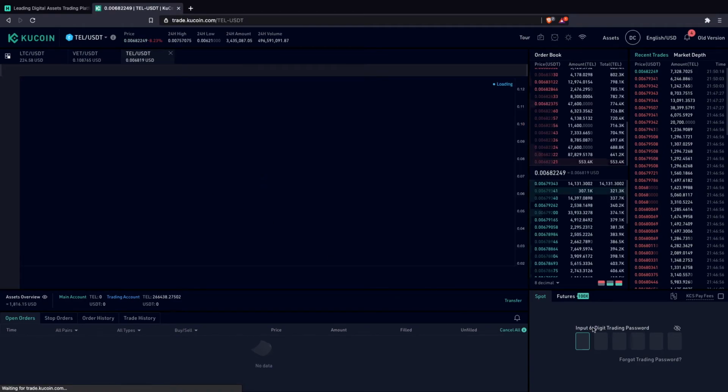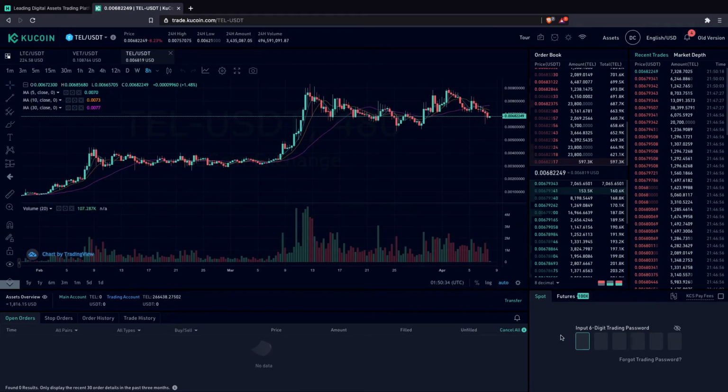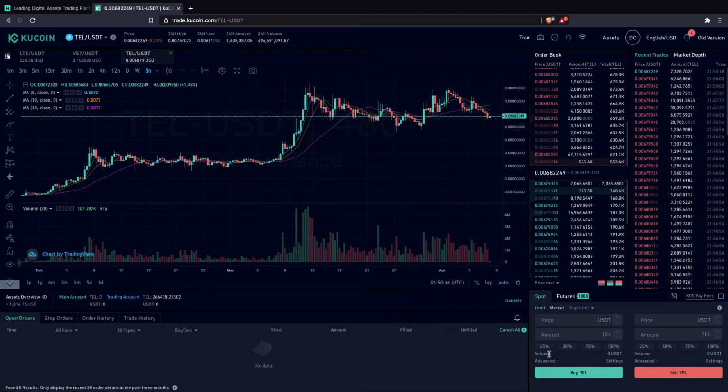And you see here in the bottom right, it's telling me to input my 6-digit trading password. When you create your account, you're going to create this trading password, and you have to input this in order to execute trades. So it's another level of security that they have. So I'm going to go ahead and input mine. And when you do, we see this similar looking grid to the one that we saw on Who, right?